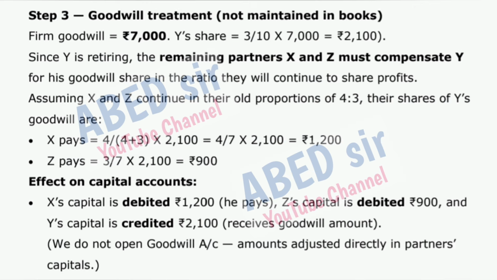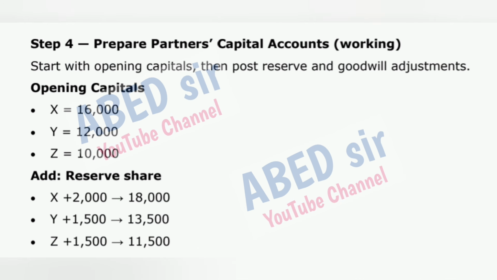Effect on capital accounts. X's capital is debited 1,200 rupees, he pays. Z's capital is debited 900 rupees, and Y's capital is credited 2,100 rupees, receives goodwill amount. We do not open goodwill account, amounts adjusted directly in partners' capitals. Step 4. Prepare partners' capital accounts, working. Start with opening capitals, then post reserve and goodwill adjustments. Opening capitals. X is equal to 16,000. Y is equal to 12,000.